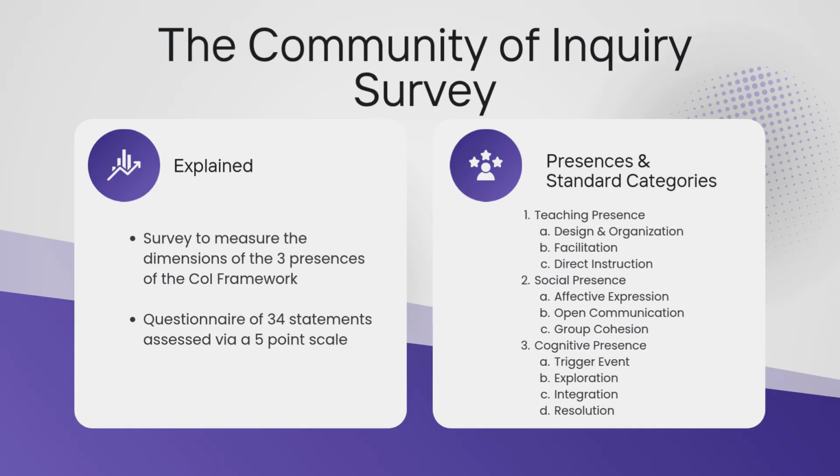The Community of Inquiry Survey was created to measure the dimensions of the 3 presences established in the COI framework. It includes a 34-statement inquiry that is answered with a 5-point rating scale, where 5 is strongly agree and 1 is strongly disagree. Under each presence, there are 3 or 4 categories of statements used to measure how effectively a course meets the needs of each presence.